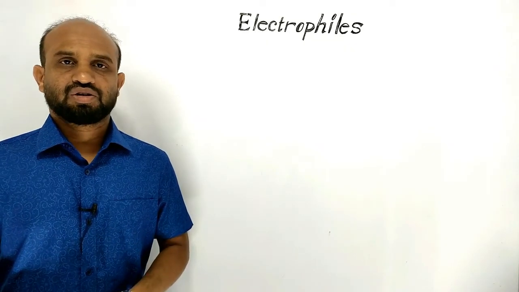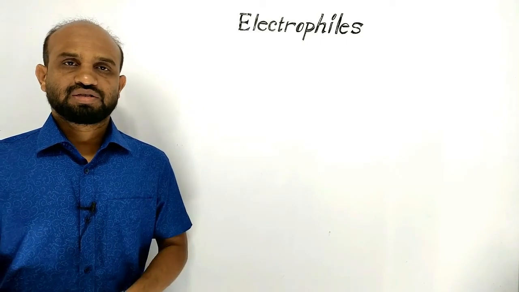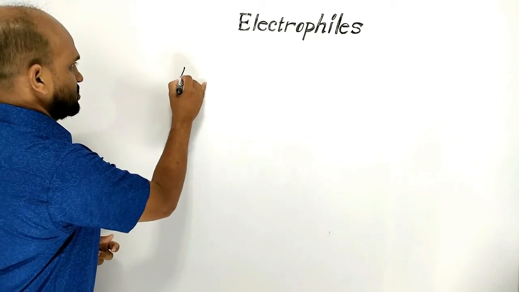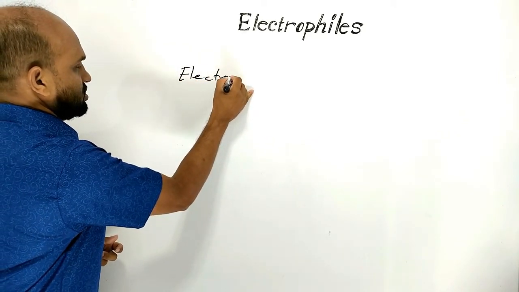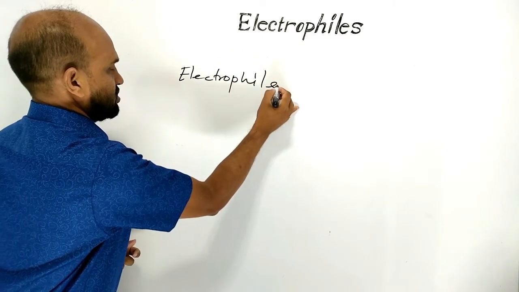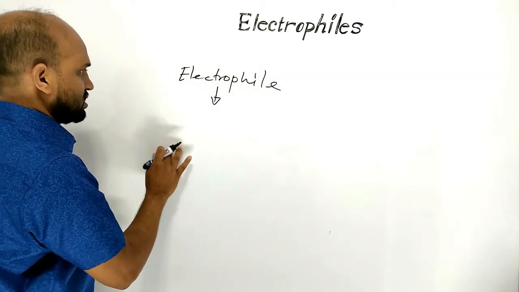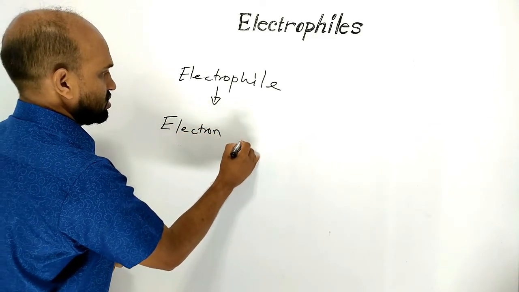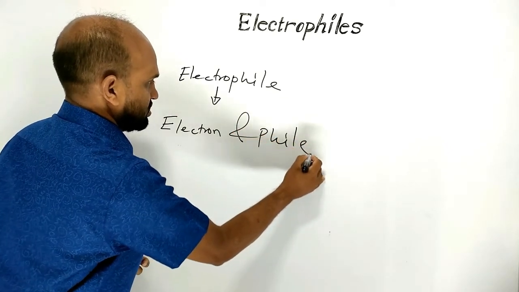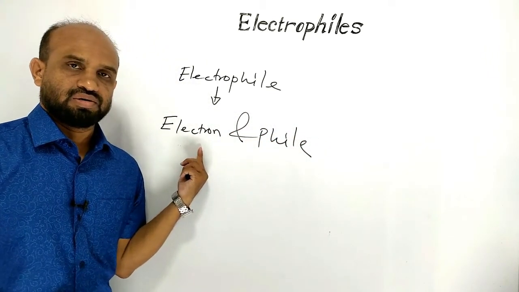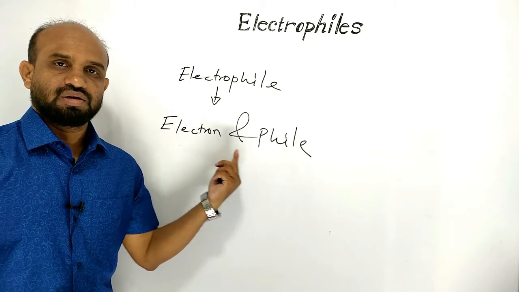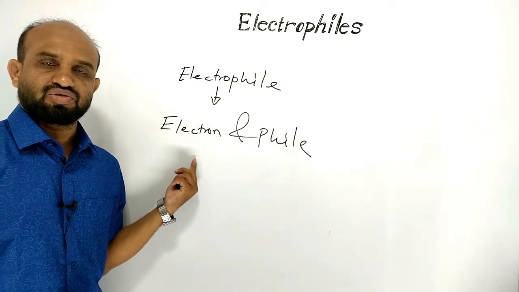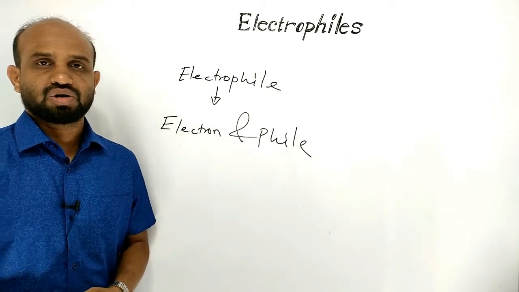What is the definition of electrophile? Let's write the term electrophile and analyze the word. Electrophile. This word is analyzed as electron and phile. Electron is a negatively charged particle, and phile means loving. That is, electrophile means electron loving.